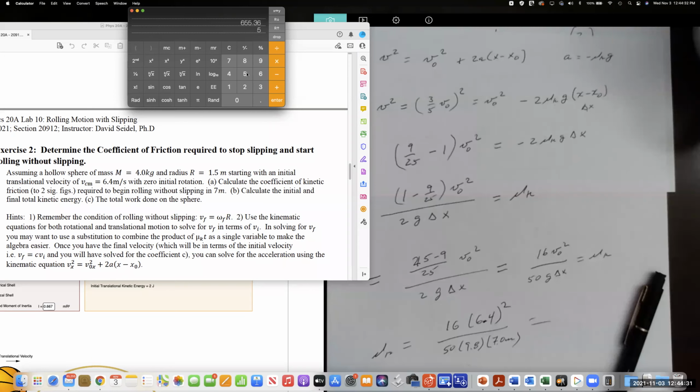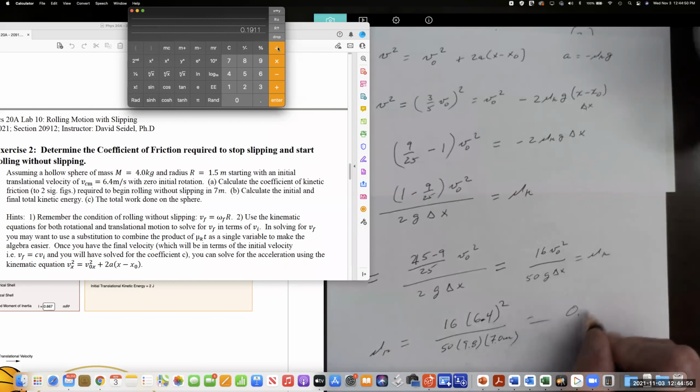Wait, sorry, can you repeat that? We're solving for the coefficient of friction such that something stops sliding. And you weren't here for the beginning, right? No, I had internet issues connecting. I kept trying to connect and it kept kicking me out.